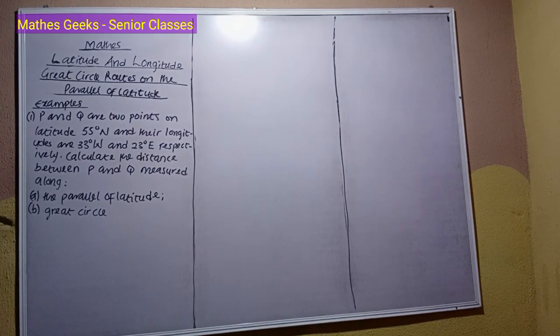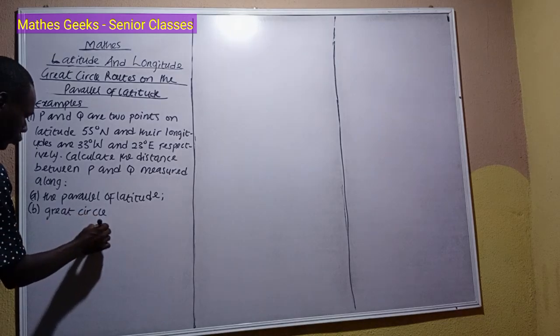So P and Q are 2 points on latitude 55 degrees north, and their longitudes are 33 degrees west and 23 degrees east respectively. Calculate the distance between P and Q measured along the parallel of latitude, the great circle. That's the solution.